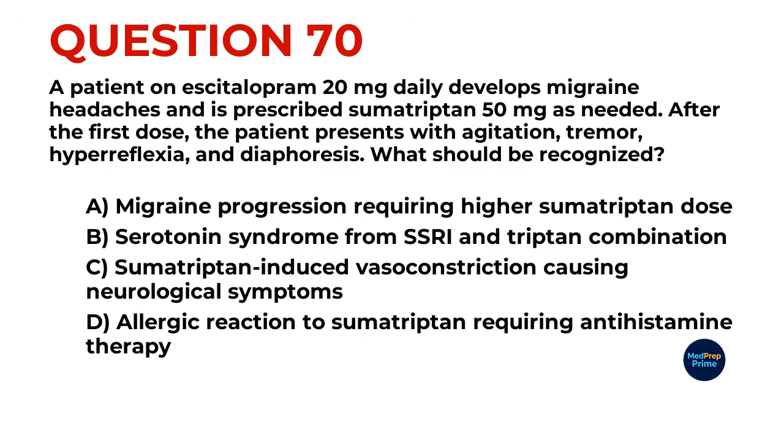Option A. Migraine progression requiring higher sumatriptan dose. Option B. Serotonin syndrome from SSRI and triptan combination. Option C. Sumatriptan-induced vasoconstriction causing neurological symptoms. Option D. Allergic reaction to sumatriptan, requiring antihistamine therapy.